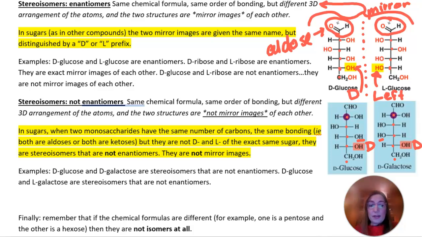Okay, one final thing to remember is that if the chemical formulas are totally different, for example, let's say you've got a pentose with 5 carbons, right? Pent means 5. And then you've got a hexose with 6 carbons. These are not isomers at all. Those molecules would not be isomers of each other because they can't have the same chemical formula.